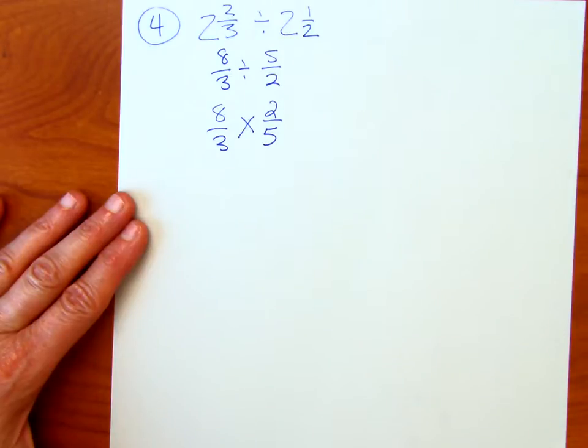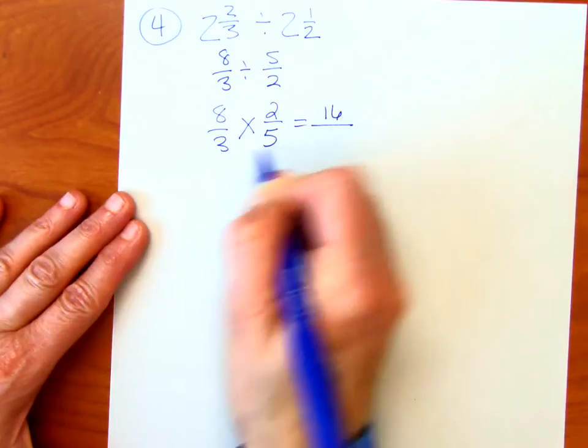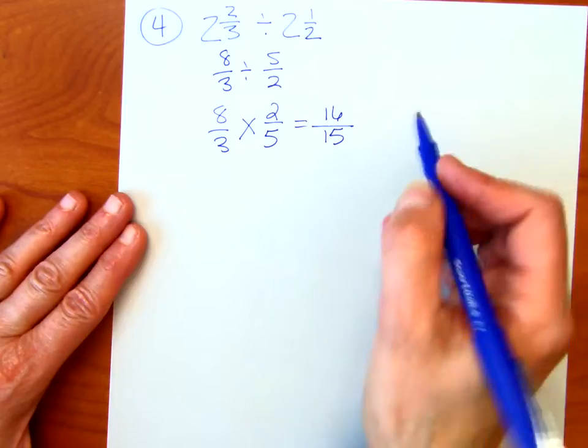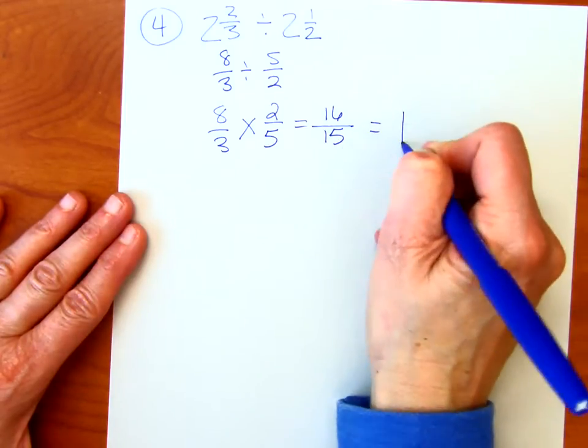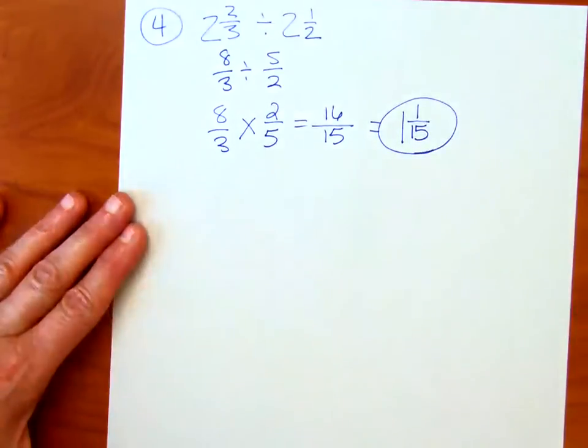Doesn't look like I can reduce, so 8 times 2 is 16, 3 times 5 is 15. This, however, is improper, so 15 goes into 16 one whole time with 1 left over. So 1 1/15.